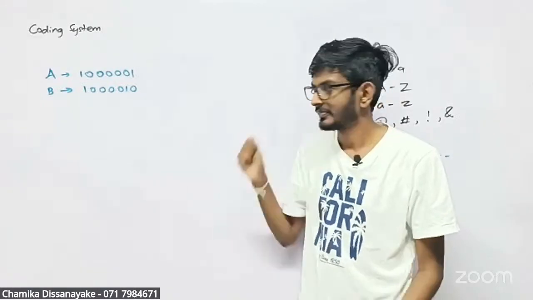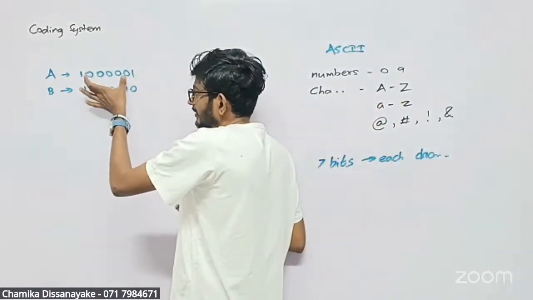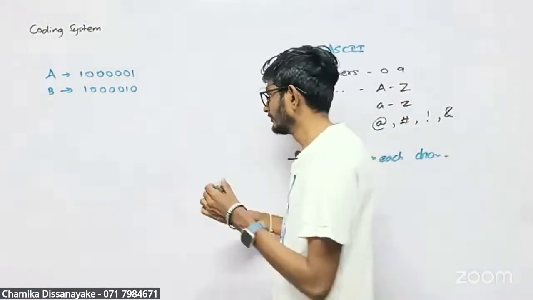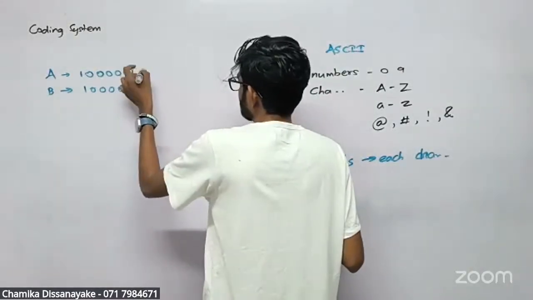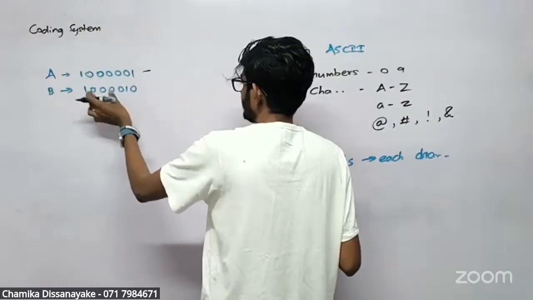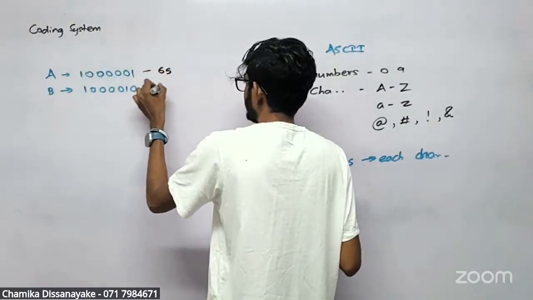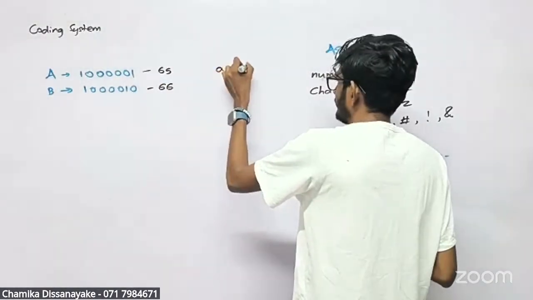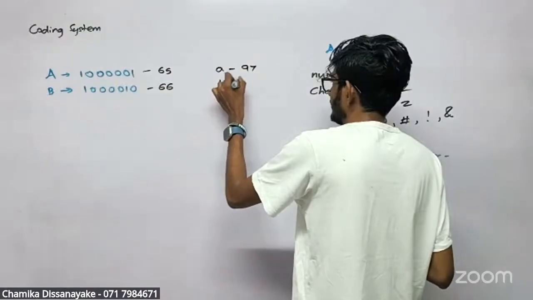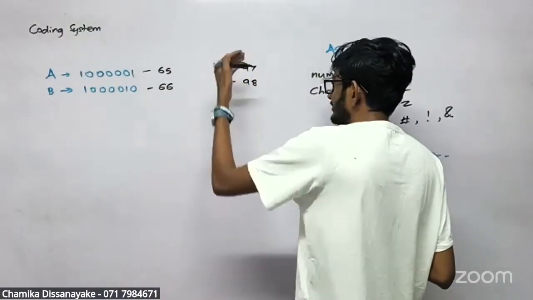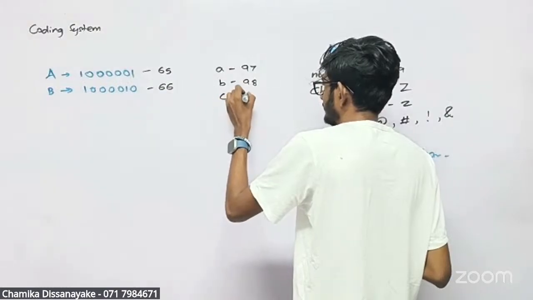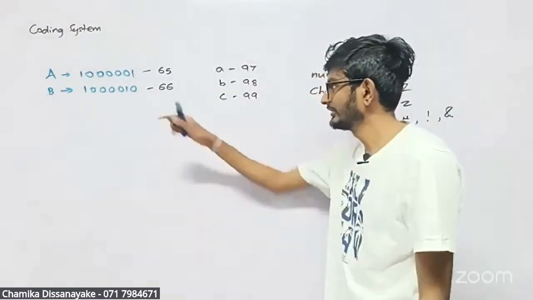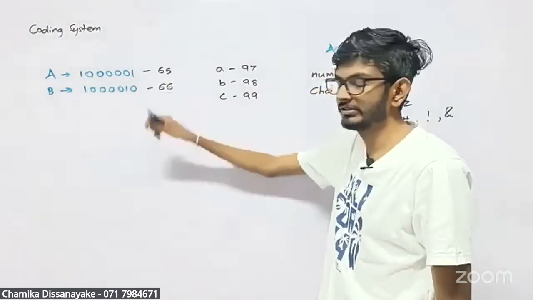So the thing is, we can't just remember this one. It is very hard. We are going to use the decimal value for each of these numbers. So here we have 65. This is 66. Likewise, for simple A, we have 97. Simple B, we have 98. Likewise, it will increase. So simple C will be 99. Here it is going to increase starting from 65.